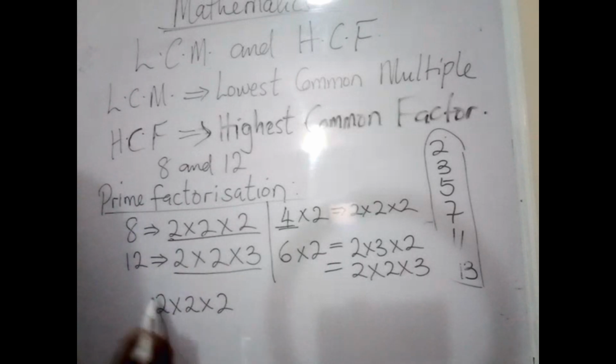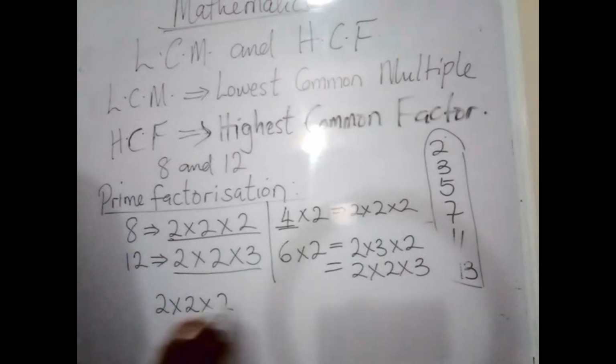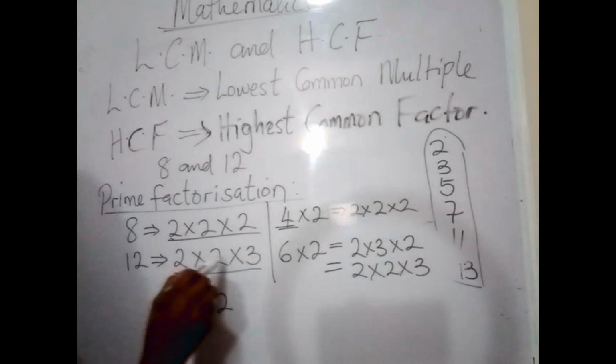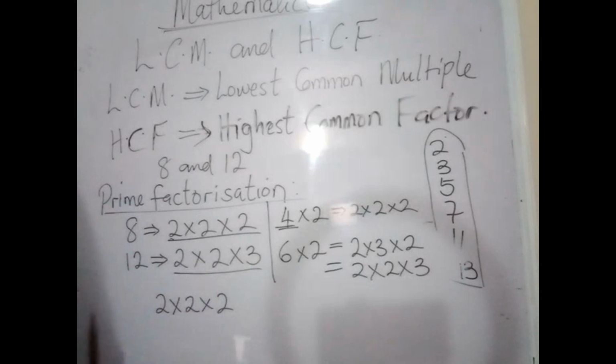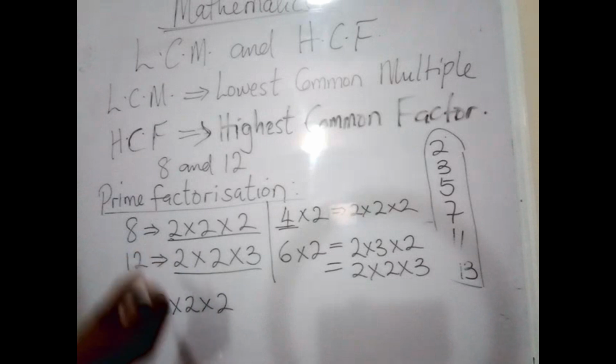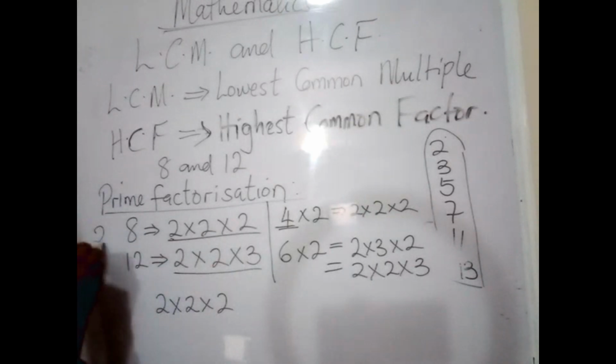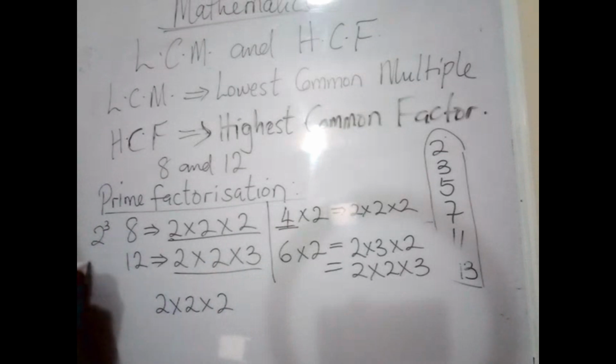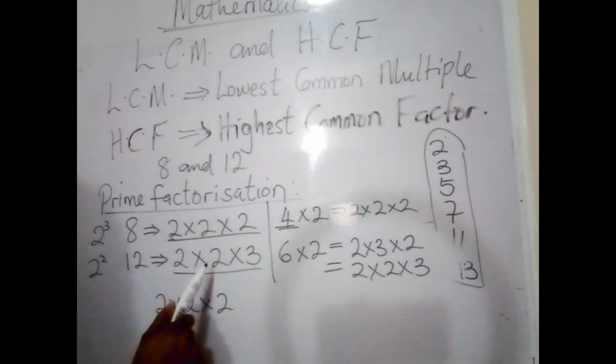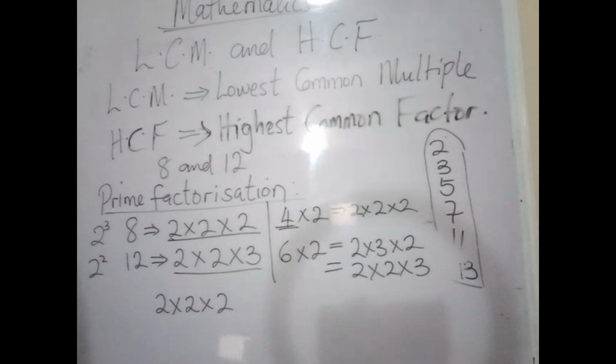Now, since we have already written 2 that is up to 3 times, we're not going to write this 2 again. Remember we said to get the LCM, we're going to use the highest power. This one has the highest power. This is 2 raised to power 3, while this one is 2 raised to power 2, which is higher. 2 raised to power 3 is higher. So we use the highest power of each prime factorization to determine the LCM.